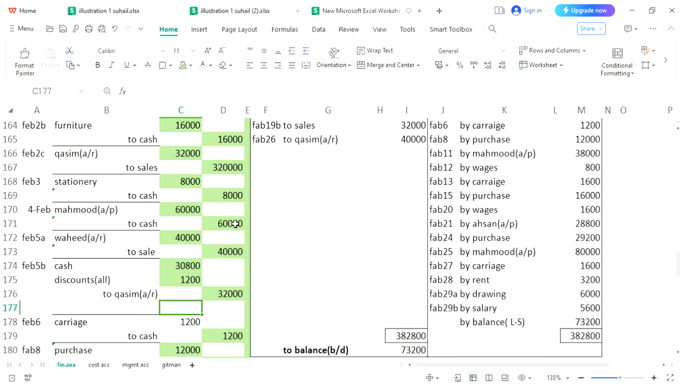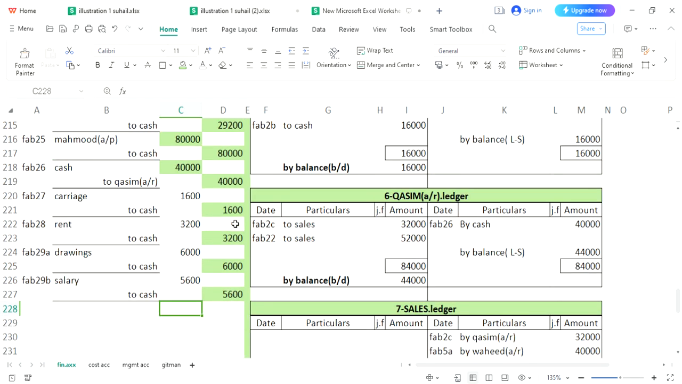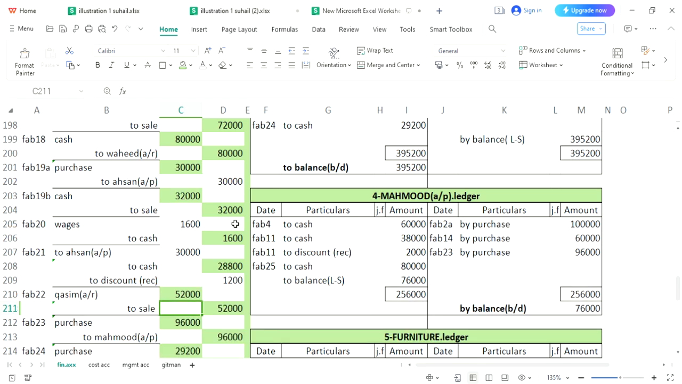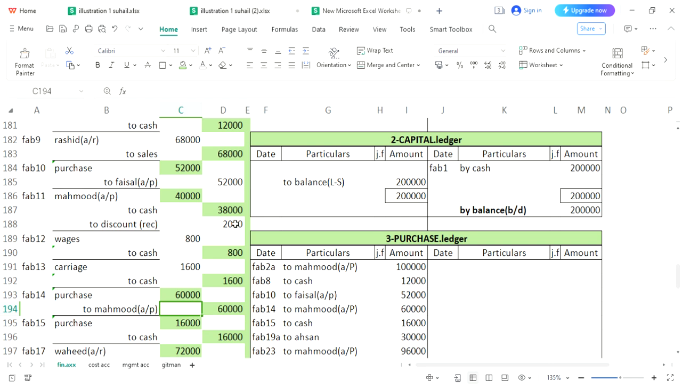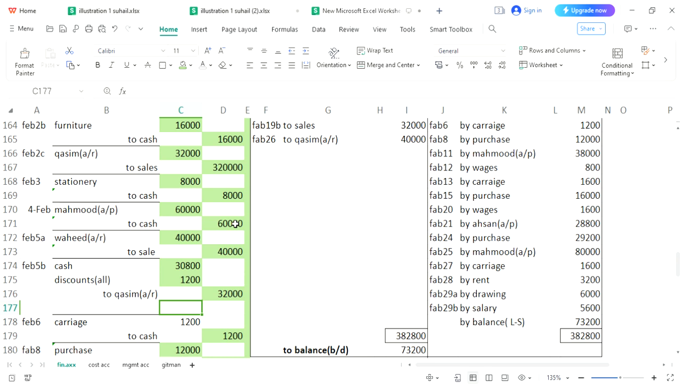32,000, 30,800 and 1200. Yes, this entry was not present. Look at that, Qasim's ledger, and we are going to see it again. This was the entry, February 5B. It was not posted. Qasim was credited by 32,000 with two amounts, 30,800 and 1200.